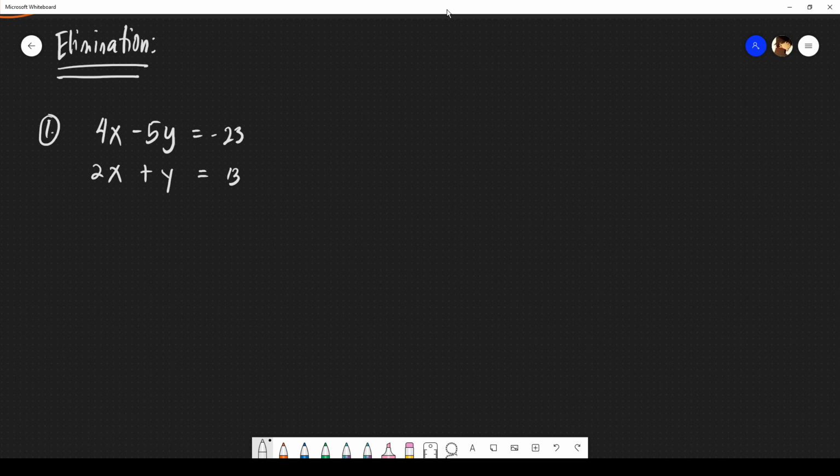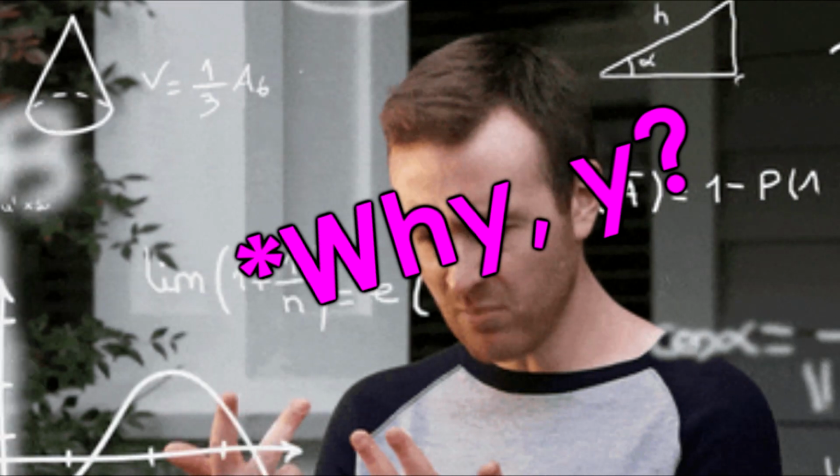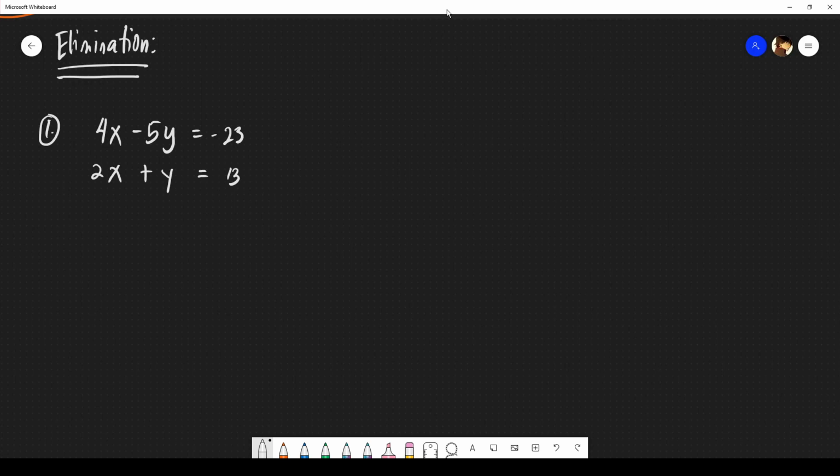If you decided to use elimination, the first thing you need to do is observe the given. When we say elimination, we need to eliminate one value. It's either the values of x or the values of y. In this case, the fastest way to eliminate one value is the value of y. Why? It's because, as you can see here, we have a negative and we have a positive. Therefore, we can eliminate it fast.